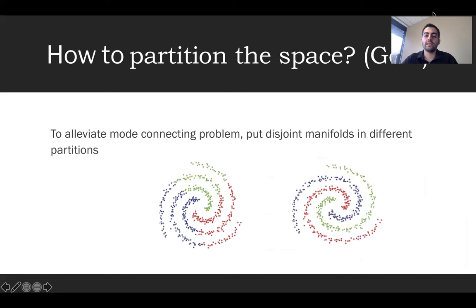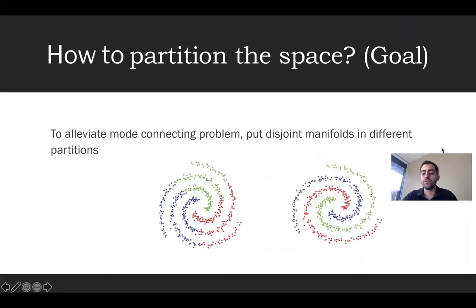But let's start with each component. The first component is how to partition the space. To avoid mode connecting, let's simplify the problem. Let's say our data is like a spiral, a three-spiral component. If we want to partition this data into three components, one way is to put the red dots in one component, green dots in another, and blue in another. But this is not a good way of partitioning because within each component we still have disconnected manifolds.